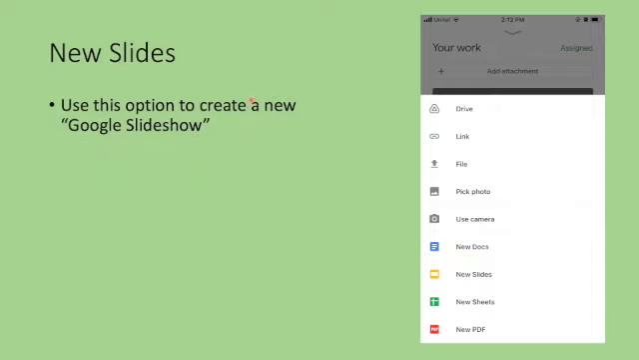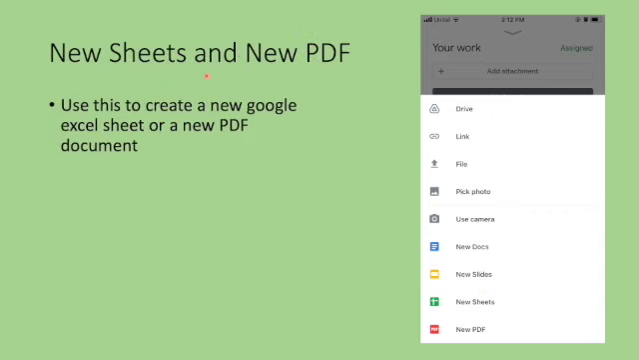New Slides. Another similar option, you can use this option to create a new Google slideshow. Very similar to PowerPoint, but you can use this option to create a new Google slideshow. New Sheets and New PDF. Use these to create a new Google Excel sheet. So this can be like a chart or graph, and New PDF to upload or create a new PDF document.